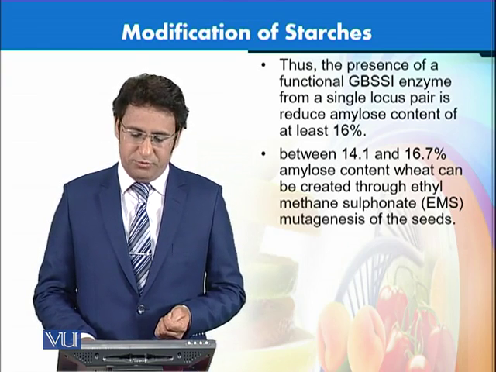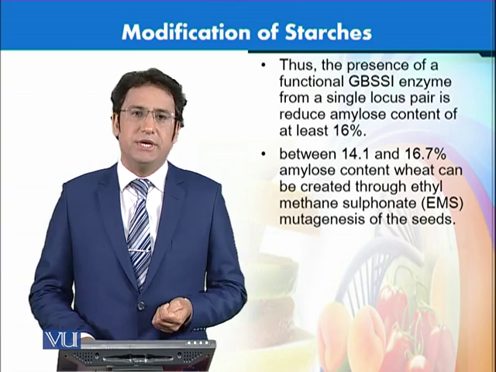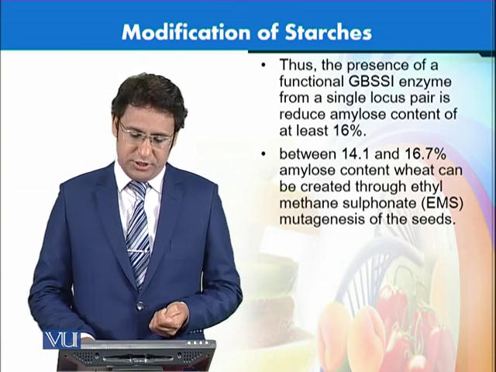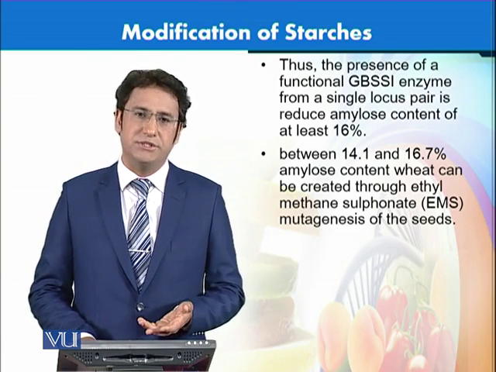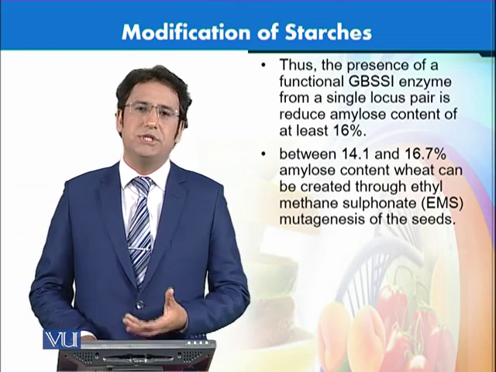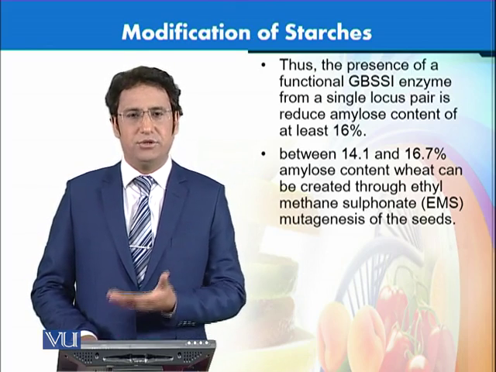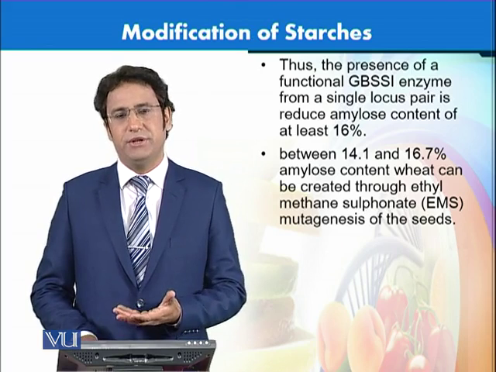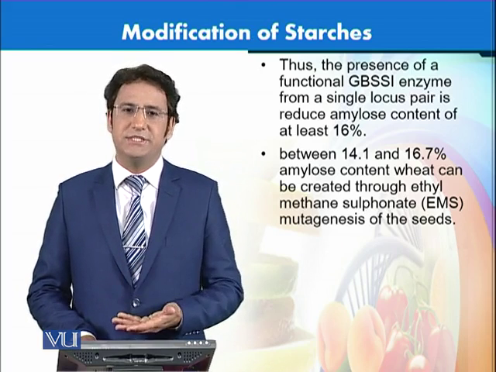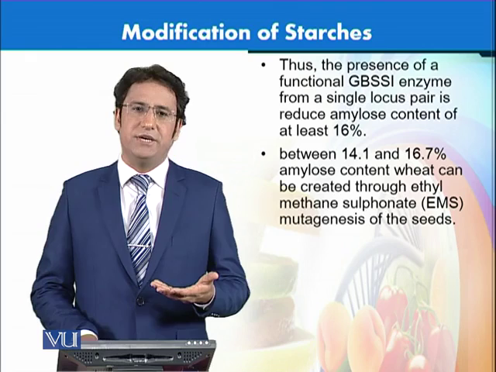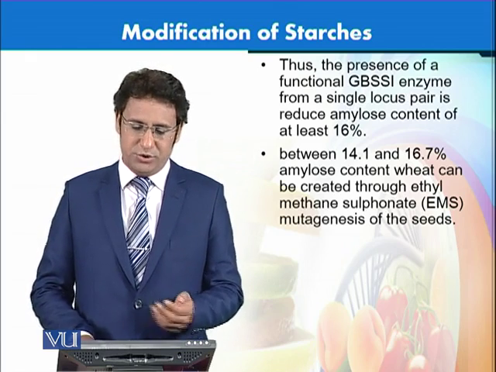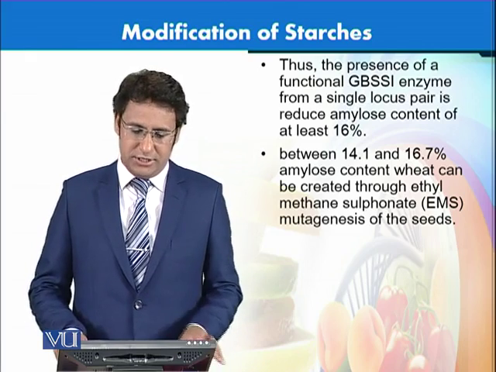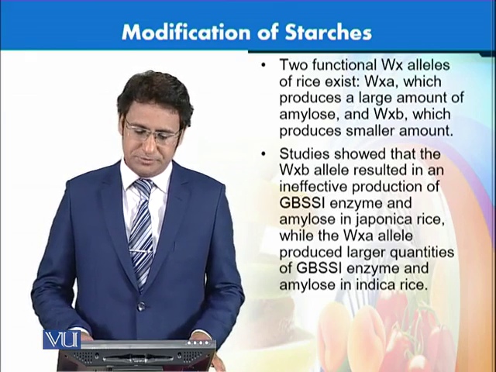Similarly, 14.1 and 16.1% amylose content has also been created through mutagenesis. This is through ethyl methane sulfonate mutagenesis of seeds. So these are different reported studies in which people have tried to reduce the activity of GBSSI, or they have used this enzyme to transform other plants to increase their amylose contents as well. So there are different studies. More details are available in your textbook, particularly in the mentioned chapters.